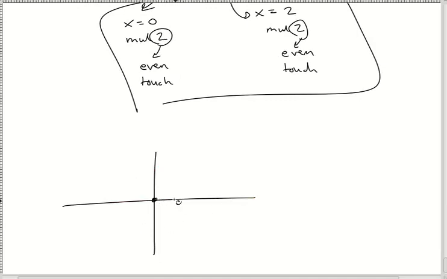At 0, at 2, and they're both touching, and we're supposed to be rising on the left and rising on the right. Here we go. Touch, blip. Touch, blip. And there we go. Ta-da! We made a cool polynomial. It's a W.